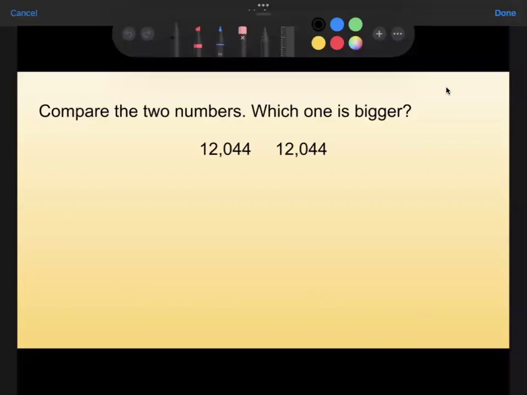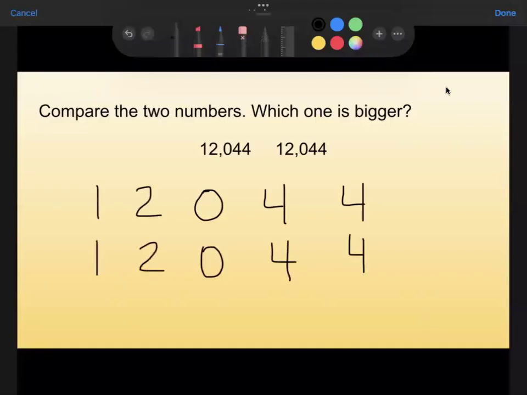Okay, here's our next practice problem. So I'm going to go ahead and write the first one. It's going to be 1, 2, 0, 4, 4. And then the second number is 4, 4, 0, 2, 1.